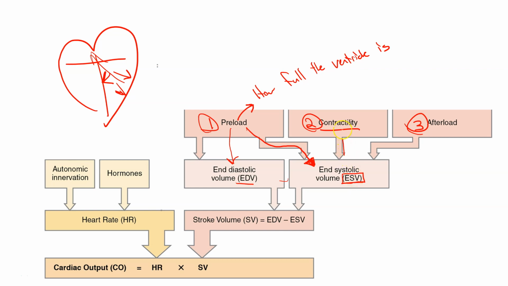Or if you had a heart that contracted really wimpy, then there would actually be a lot of blood left over after the contraction, so that it would be a higher end systolic volume. And then lastly, the afterload is also pretty simple.